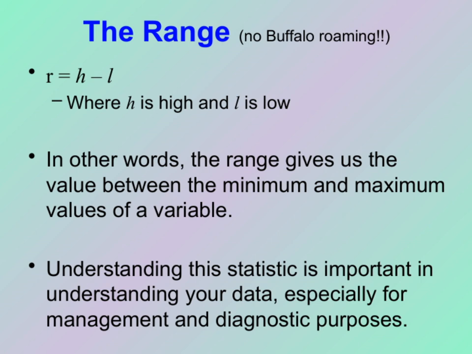And just to clarify, think of it as the no buffalo roaming rule. If there's no big difference between the high and low, then there's no roaming buffalo, meaning less variability. But if there's a big difference, then your data has a lot of variation. So, in summary, the range helps us understand the scope of our data, and that understanding is key to making informed decisions and interpreting our data accurately within the bigger picture of our analysis.